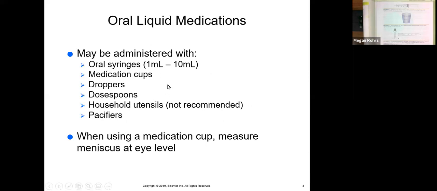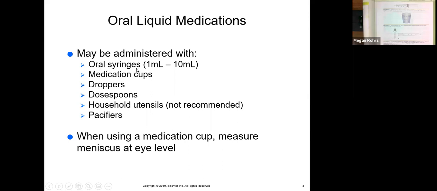Different administration devices. So the most common that we're going to be dispensing in the pharmacy will be the oral syringes. We've taken a look at those a little bit in the lab so far. Also medication cups, droppers, and dose spoons. Those are more common in the household. You might have those for your children, or maybe when you were a child, those were a little bit more common.